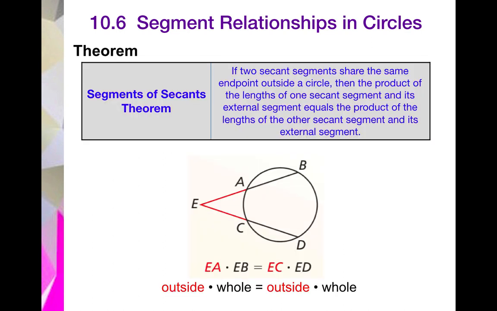The next theorem is the segments of secants theorem. And this is talking about some external point, and then we're going to talk about the segments that go into the circle. The relationship for this is that the outside, EA, times the whole, EB, going all the way to the other side of the circle, is equal to EC times the whole, ED. So it's the outside times the whole, the outside times the whole.